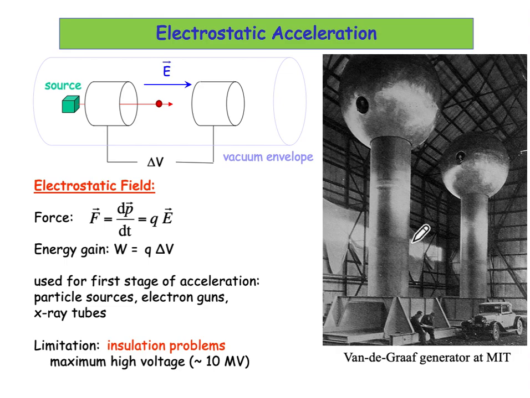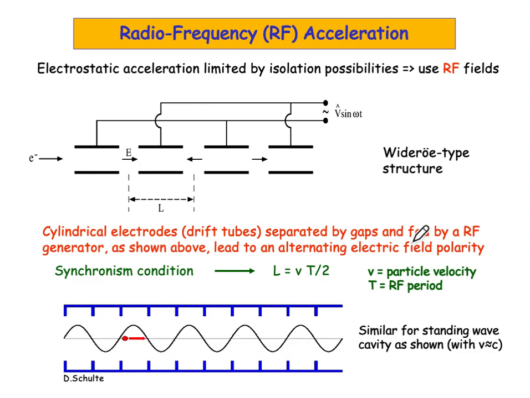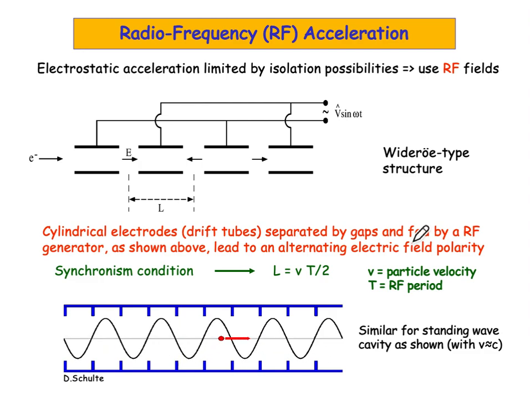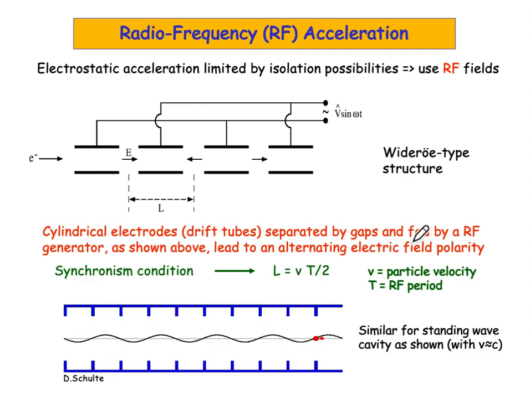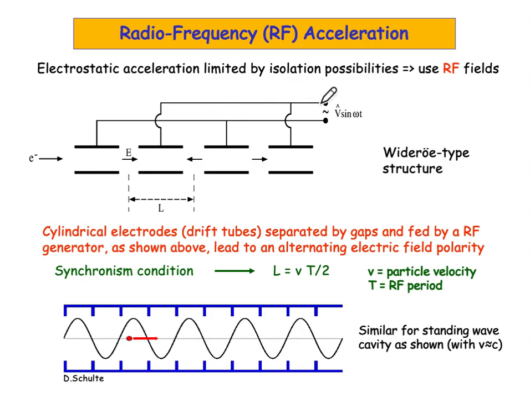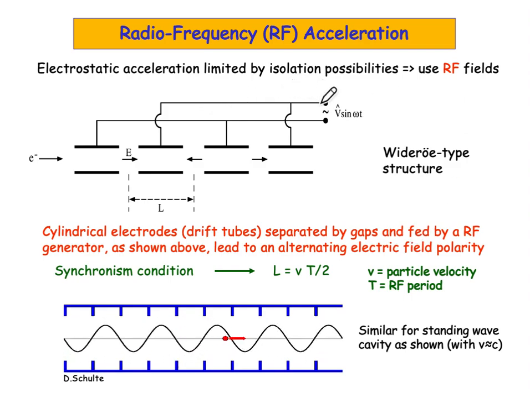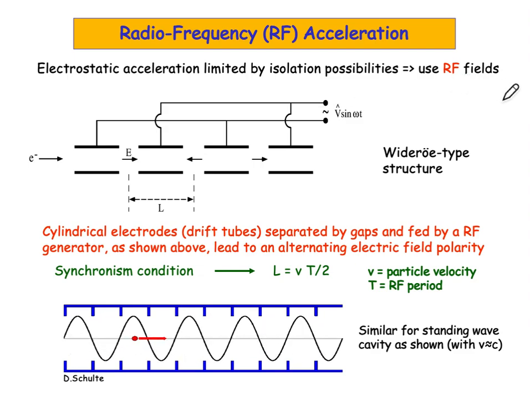Now the focus is on radio frequency acceleration. This is very important, and this principle is used to accelerate electrons to higher energies by using a linear accelerator, Linac in short form. Electrostatic acceleration is limited by insulation possibilities, so then we use radio frequency fields.